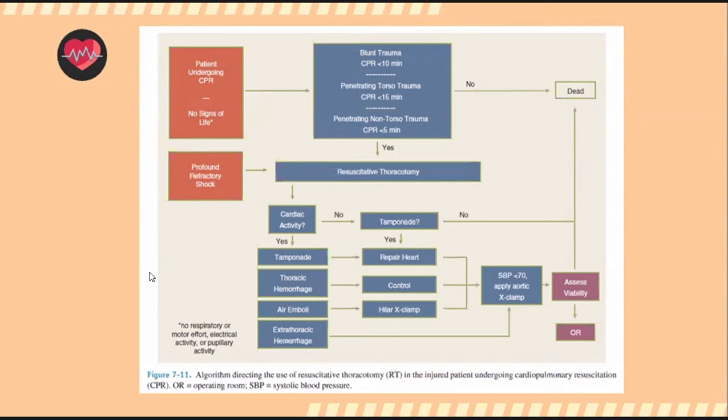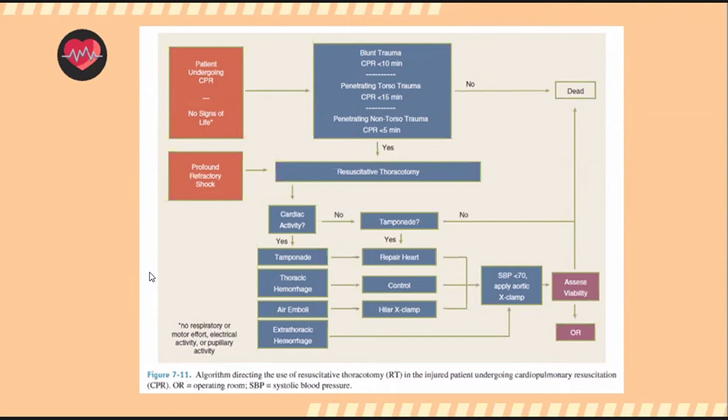So this is the algorithm for patients coming in arrested. Until when do we continue, if we may proceed with thoracotomy, or pronounce the patient clinically expired? What do we do after a finding of blunt or penetrating chest injury in the patient?